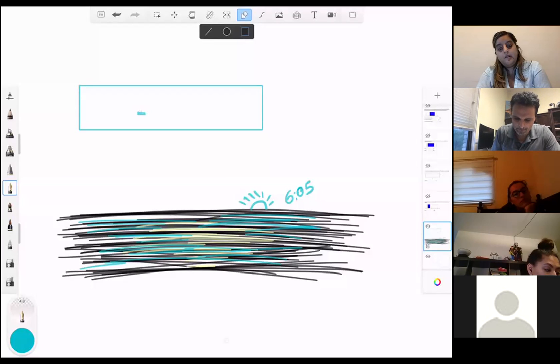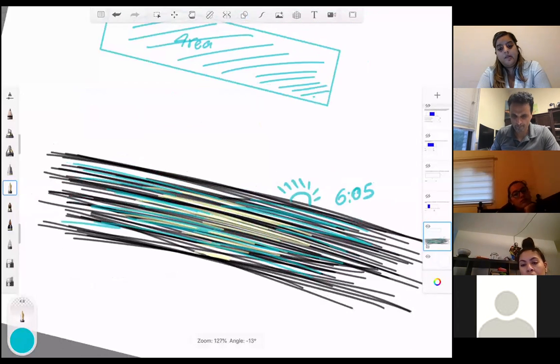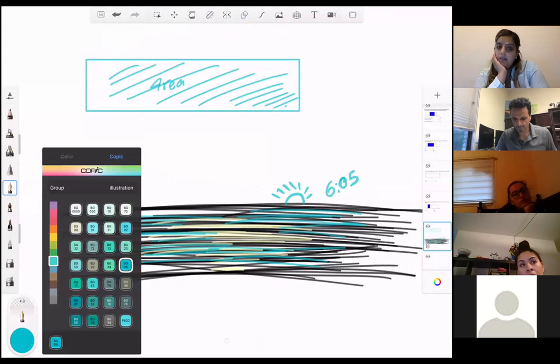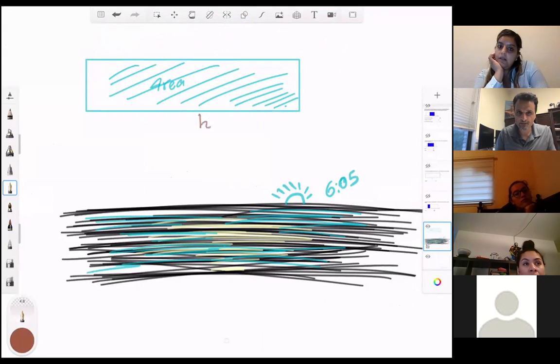So the area, that means how much paint we need to paint this rectangle. If this is H, well, usually we call it B. If this is B, that's H. We multiply them, we get the area, which is base times height, right?